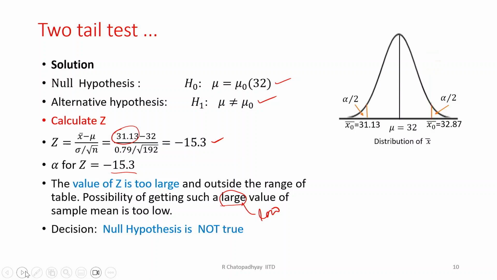The diagrams are now shown here. So actually we are considering two cases. One is when the observed mean is this. The other case we can also consider is when it is large, greater than or equal to the nominal mean 32.